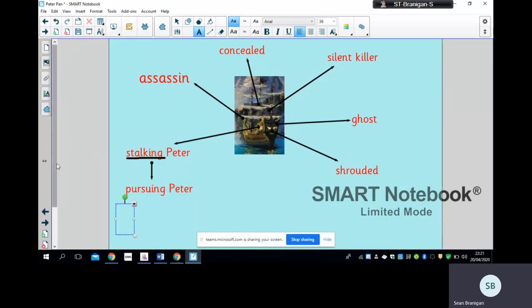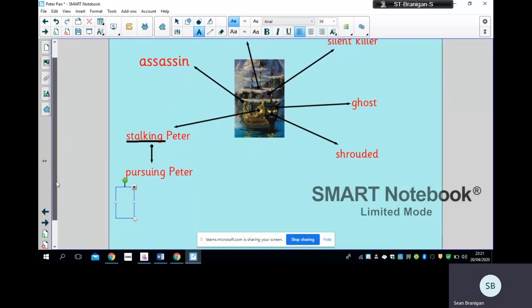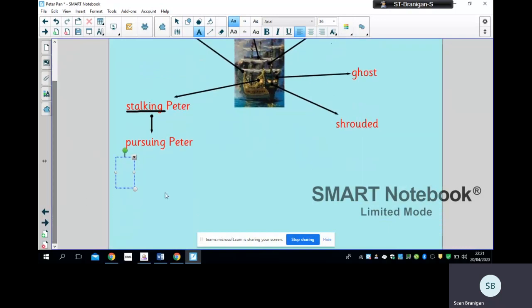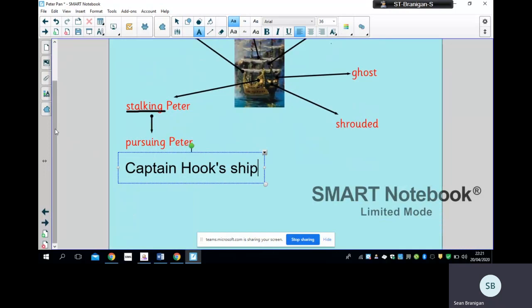I know the smart notebook is there in the way again, so I am going to try and get it out of the way. It's a pain. Right, let's see. So we'll have Captain Hook's ship emerged from the mist. Emerged is came out. Emerged from the mist.